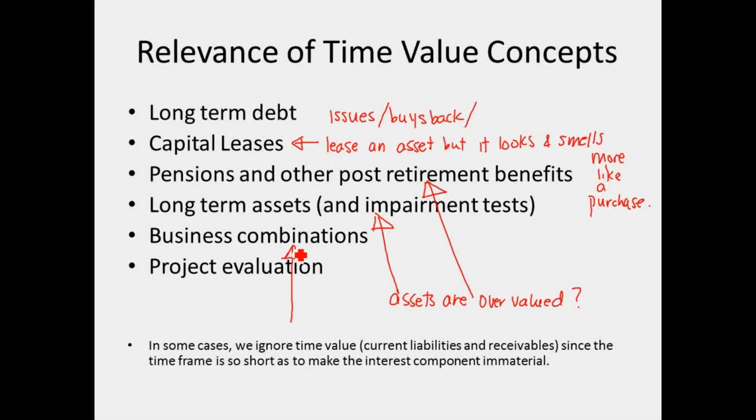Okay? Now, even though we do use the time value of money, there are some situations where we just ignore it. Like current assets and current liabilities, where we say, well, yeah, it's true. The fact that I'm giving you the product now and you're going to pay me in 3 months or 2 months or 60 days, it's true, you're getting something now and you're giving me something later, but rather than recording the sale at the discounted value, I assume the time frame is so short that I can just ignore the present value.